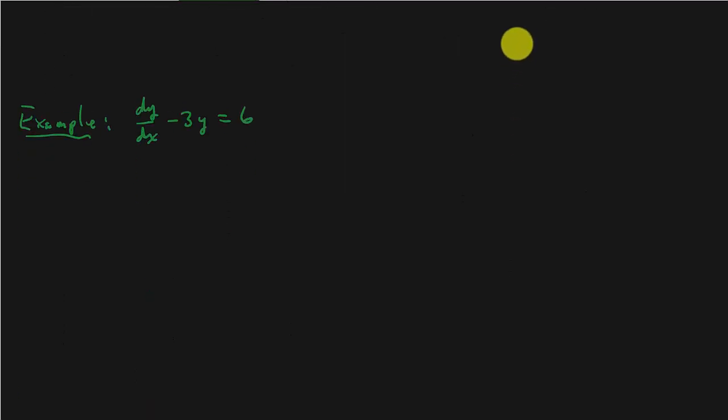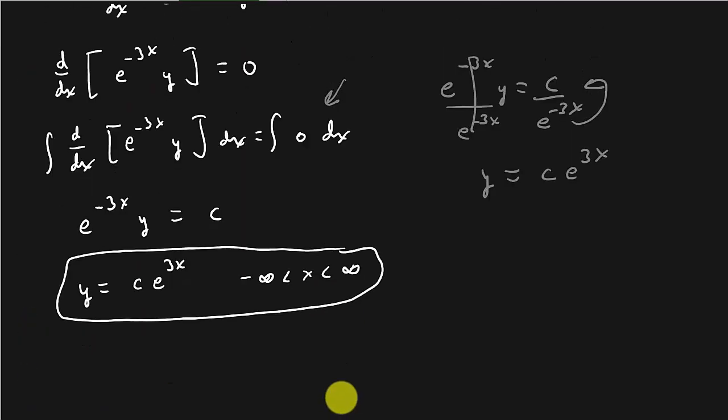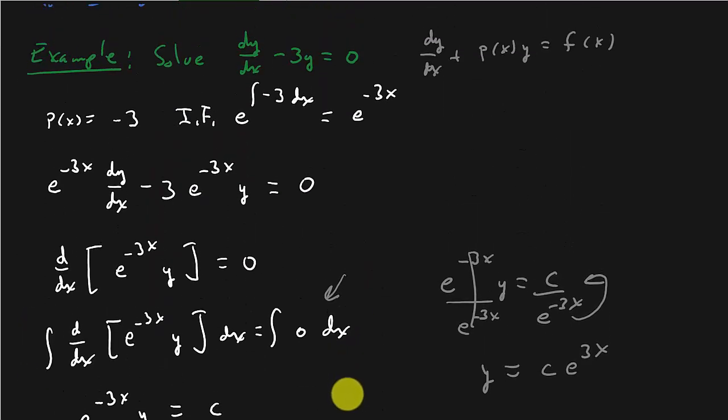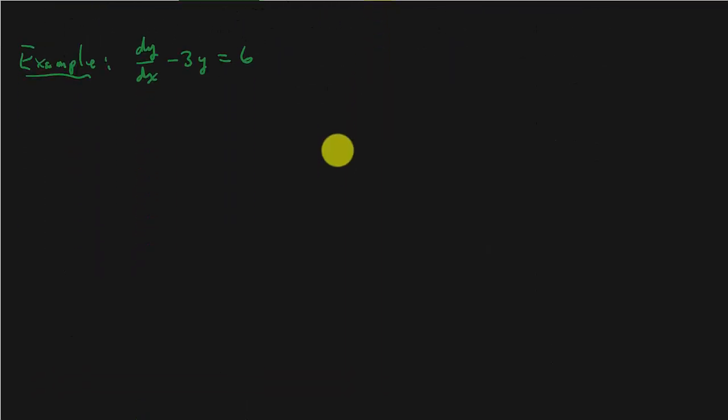All right, so let's look at this one. It's just about the same problem, but this is not 0 here. We've got a number there. So just real quick, the integrating factor is going to be the same as the other one, because p of x is the same thing. It's negative 3, but we'll write it out. So p of x is equal to negative 3.